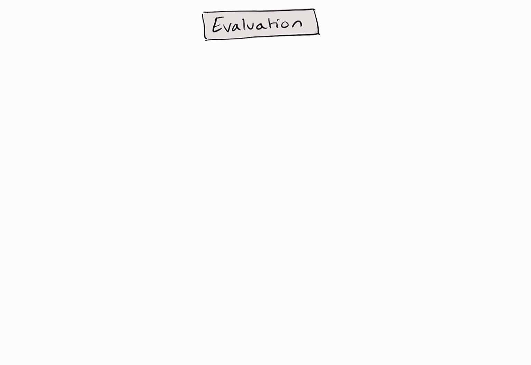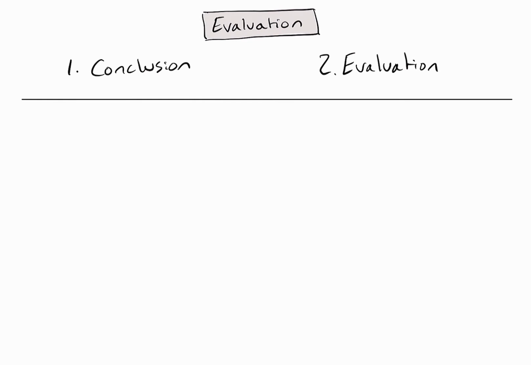This video is going to look at how you might structure the evaluation section of your chemistry IA. And to do it, we're going to break this into two subsections. The first is the conclusion, and the second is the evaluation. Let's first take a look at the conclusion subsection. We'll break this down into 5 parts.